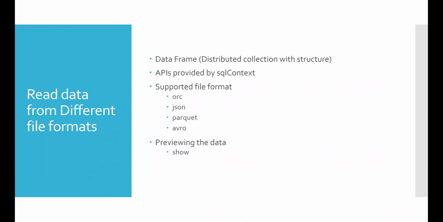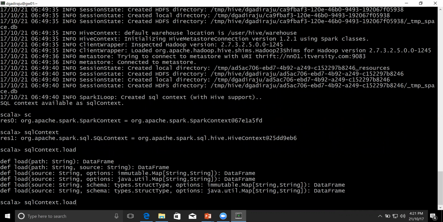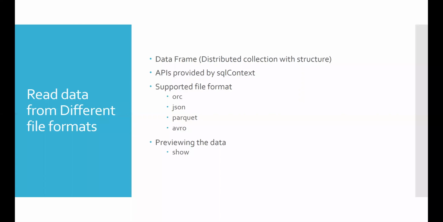The APIs are sqlContext.load, and if you hit tab on load, there are several overloaded methods which take the path as a string and convert it into a data frame. There is also another method which takes the file format as the second argument. If you pass the path and the file format, you can read files of those formats. Out of the box, it supports ORC, JSON, and Parquet. For Avro, you have to plug in external dependencies, and then you can read Avro file formats as well.